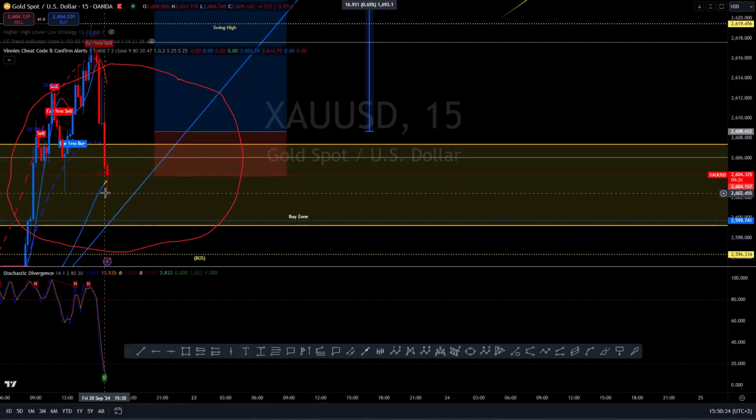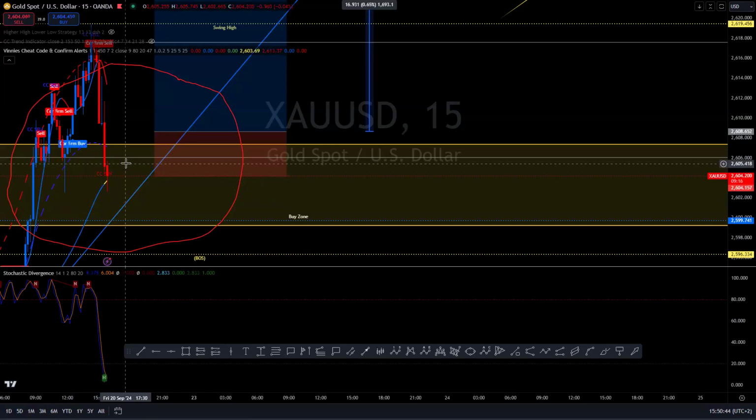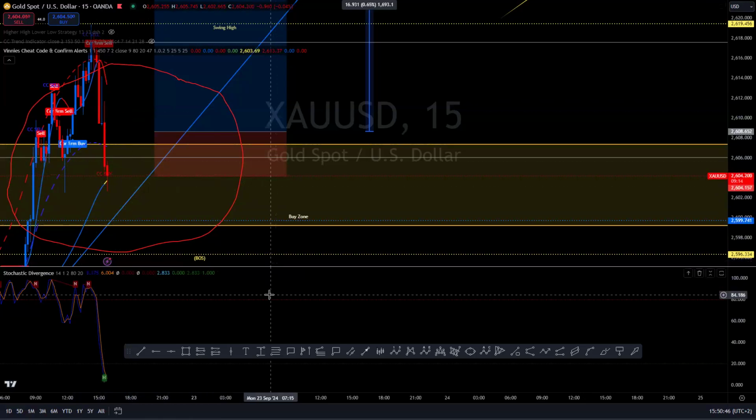So we see this wick here. This is letting me know that there's a strong liquidity ground here. And more likely price is going to go this way. But that's not studying this.